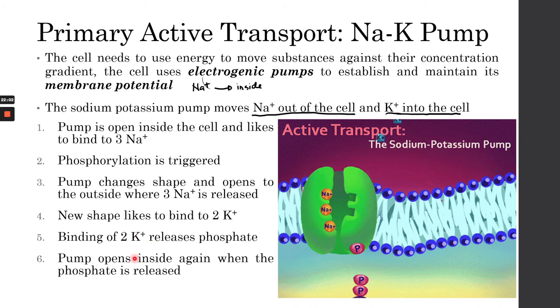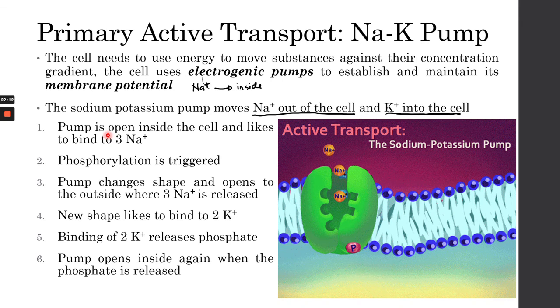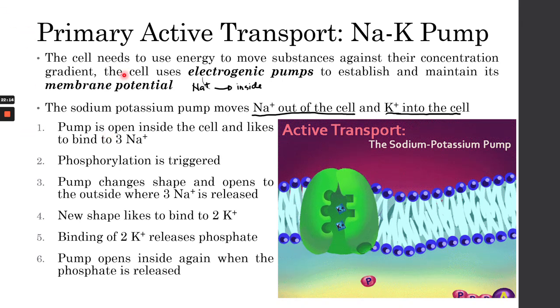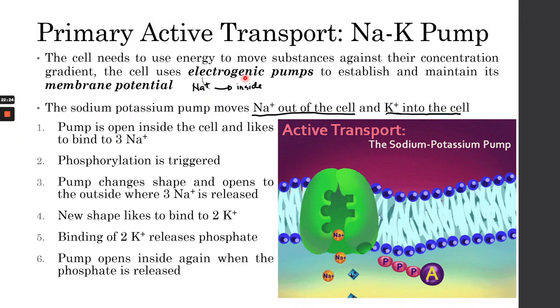It will lose its affinity sa potassium, and the potassium would be released inside the cell, and then the process starts all over again. So this is the transport. This is how the cell transports sodium out of the cell, which is the opposite ng direction ng concentration and electrostatic gradient niya.